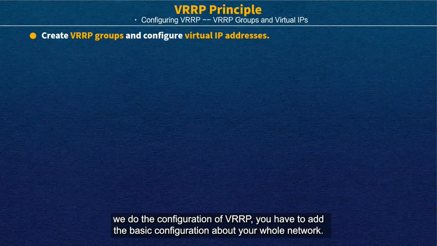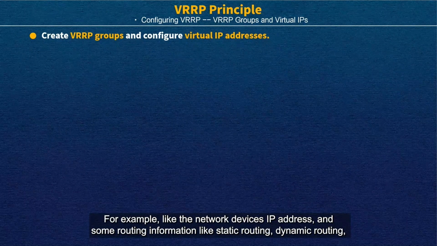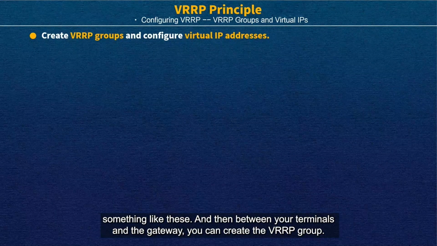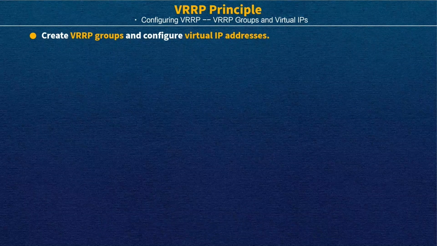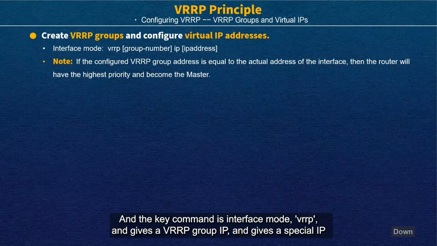Of course, before you configure VRRP, you have to add the basic configuration for your whole network, for example the network devices' IP addresses and some routing information, like static or maybe dynamic routing. And then between your terminal and the gateway, you can create the VRRP group. The key command is in interface mode: vrrp, give a VRRP group ID, and give a virtual IP address.